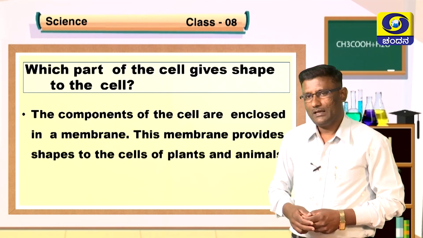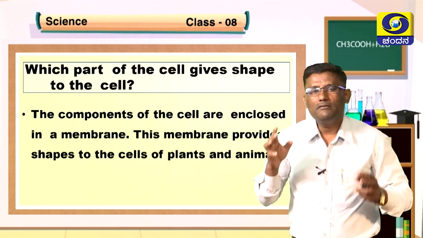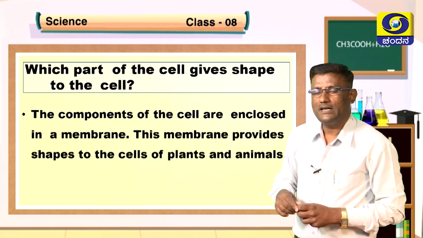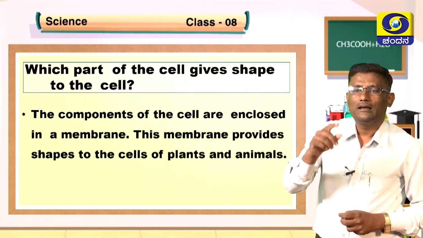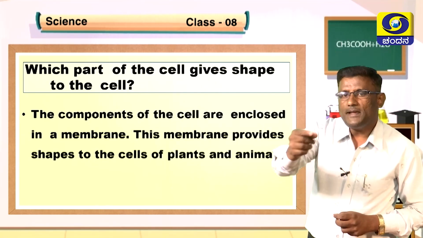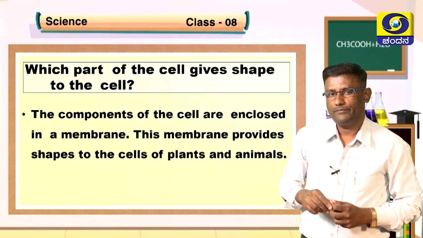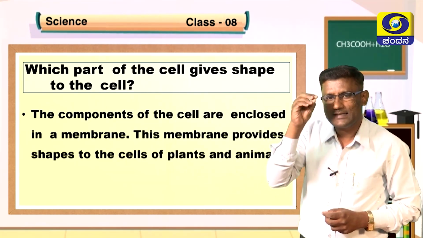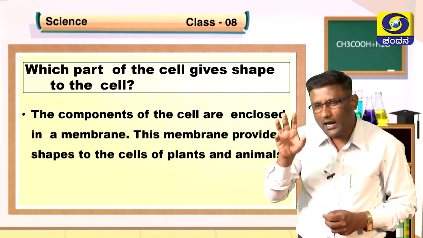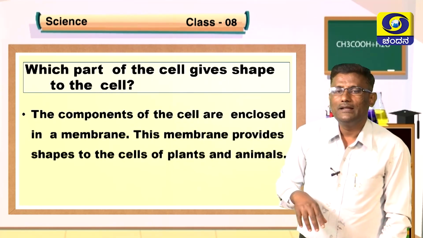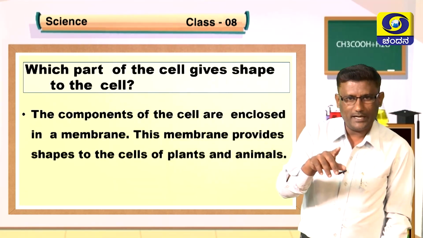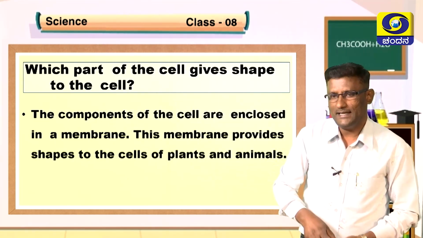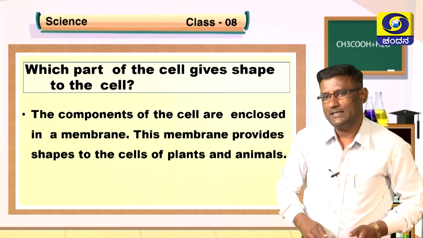One more important concept here: which part of the cell gives shape to the cell? We can understand the concept here, dear children. The cell as well as the cellular components are enclosed by a membrane, called the cell membrane, or you can also call it the plasma membrane. This cell membrane or plasma membrane provides shape to both plant cells as well as animal cells.